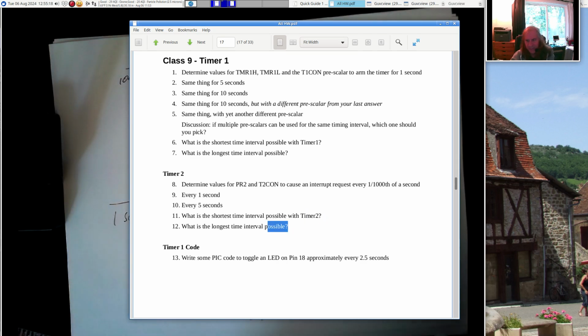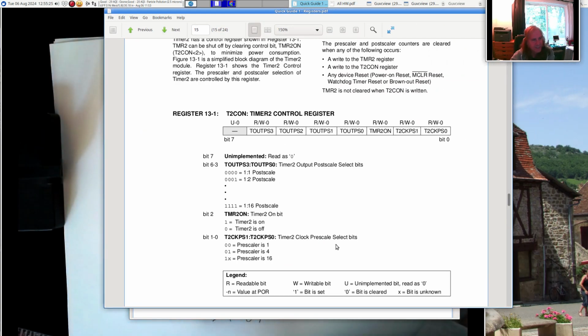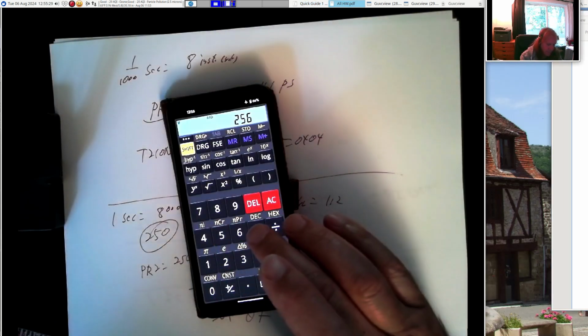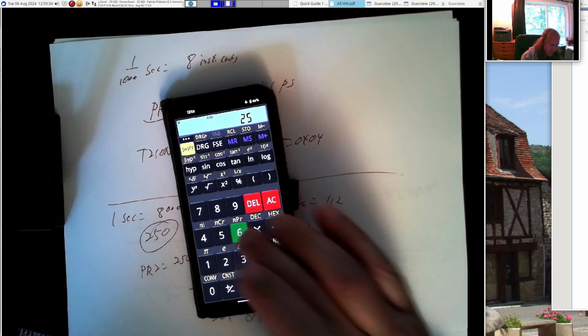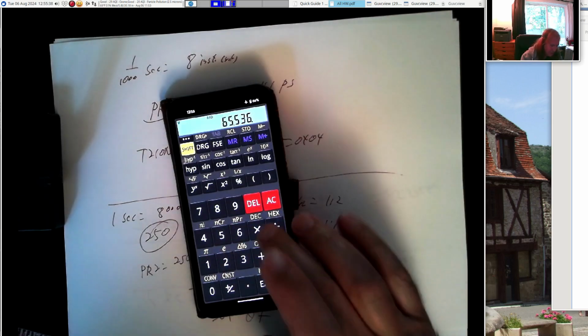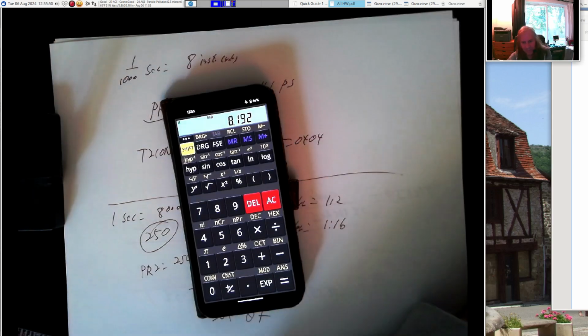Longest time interval possible, well, what's the biggest pre-scaler we can get? We can do a 1 to 16, and the 1 to 16, that's going to be a pre-scaler of 256. And we can set PR2 to 255, so it will take 256 increments to overflow. So that's 65,000 instruction cycles. Divided by 8,000, it's a little over 8 seconds. That's the longest we can cause timer 2 to delay before requesting an interrupt.